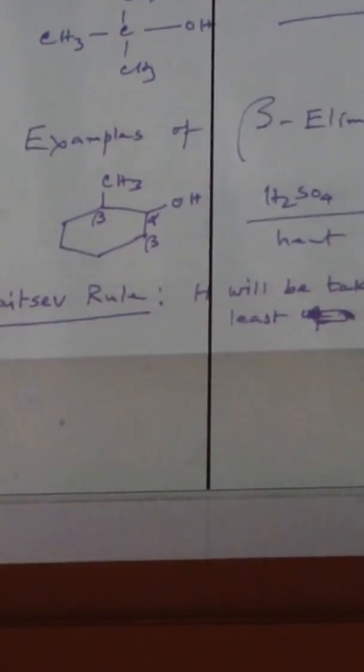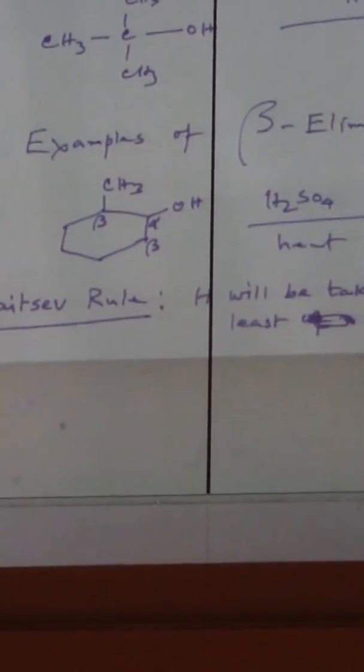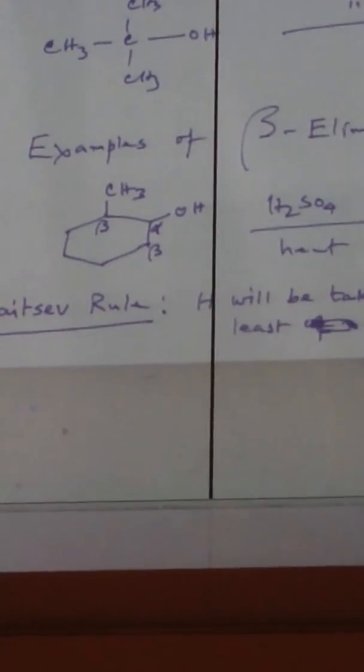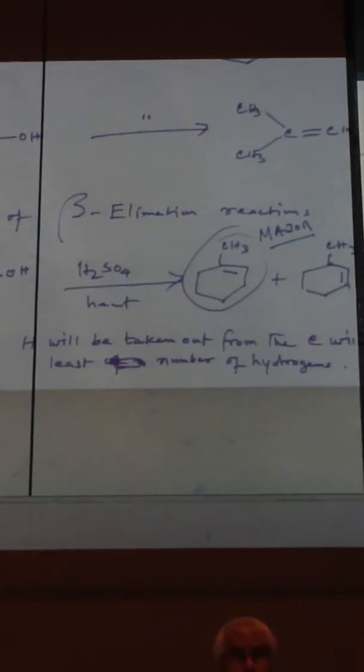Now, based on that, we looked at both beta carbons and which has the least number of hydrogens. The one with the methyl group, right? Because of the presence of the methyl group, you have 1 hydrogen there and 2 hydrogens here. So according to Zaitsev's rule, this would be the main product. So this is the major product, and the other one would be the minor product.